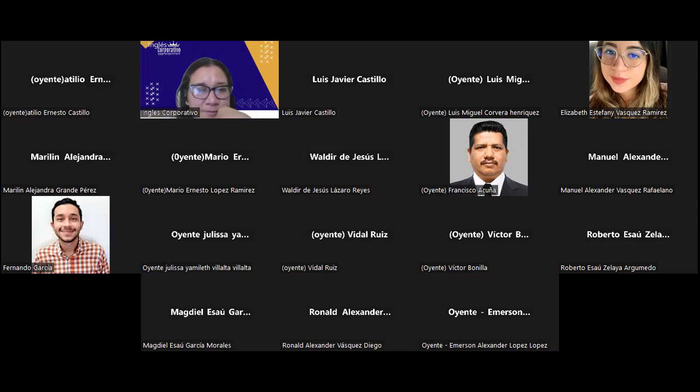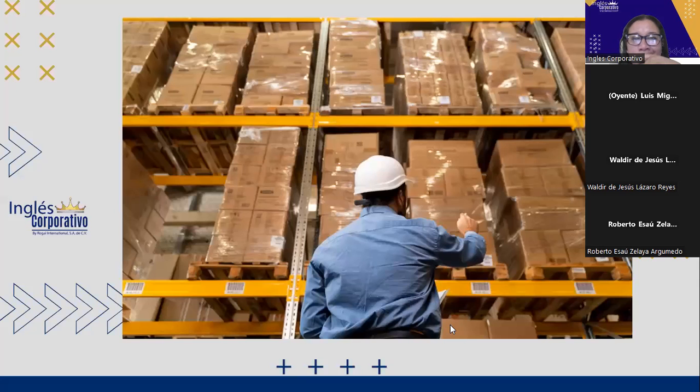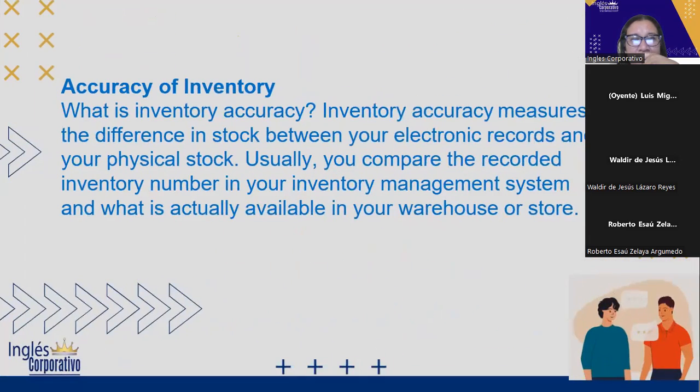Well, we are just reviewing the topics that we've been discussing. I just grabbed accuracy of inventory. This is the concept that I found pretty useful, so we can just read it and analyze it. What's inventory accuracy? Inventory accuracy measures the difference in stock between your electronic records and your physical stock. So whatever is on the system, it should be in physical, right?